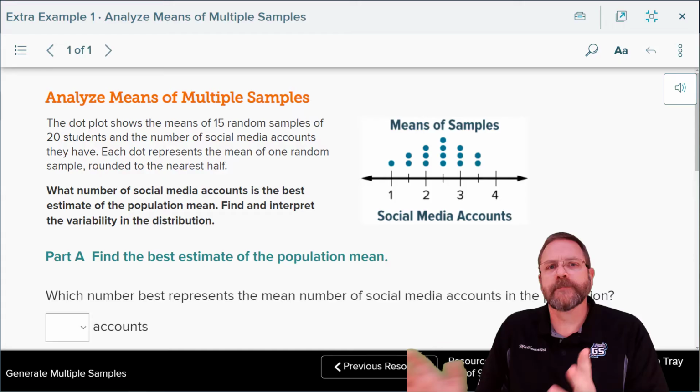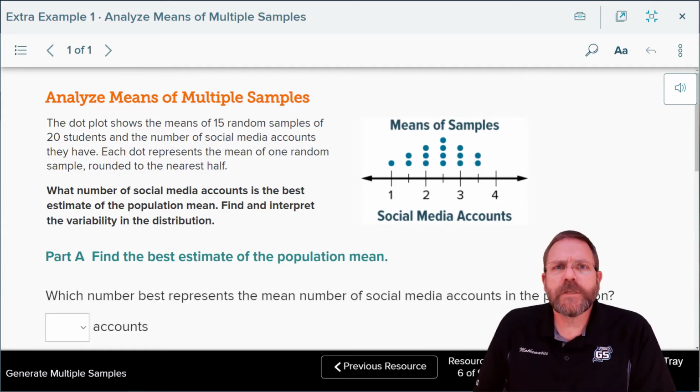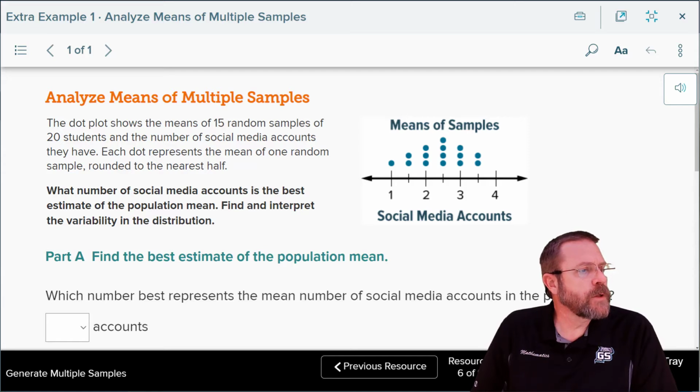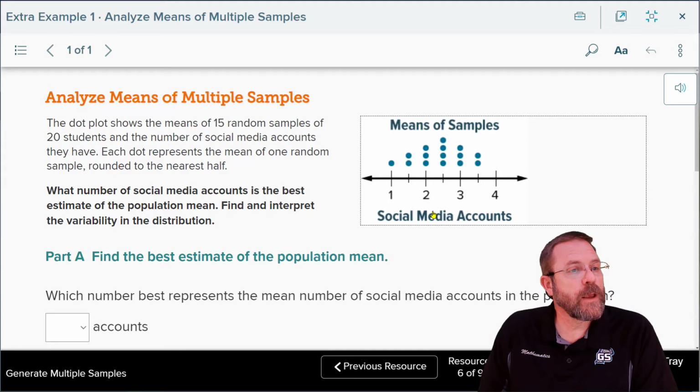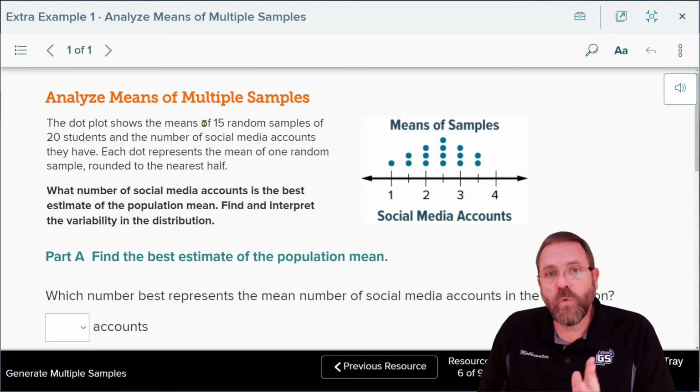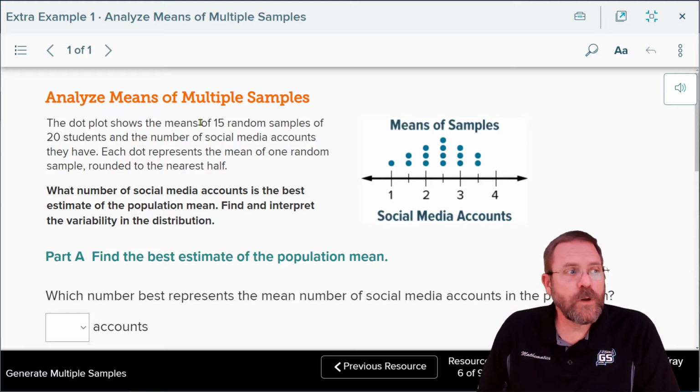Okay. Now, rather than dump extra example 1 on you, we're going to do it together as well. It says the dot plot shows the means or averages of 15 random samples of 20 students. So they took, let's count up how many we have here, 1, 2, 3, 4, 5, 6, 7, 8, 9, 10, 11, 12, 13, 14, 15. So they had 20 students total, and of those 20 students, 15 of them got sampled. You with me? Now, it says, and the number of social media accounts they have.